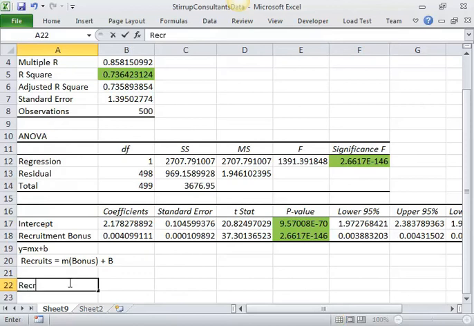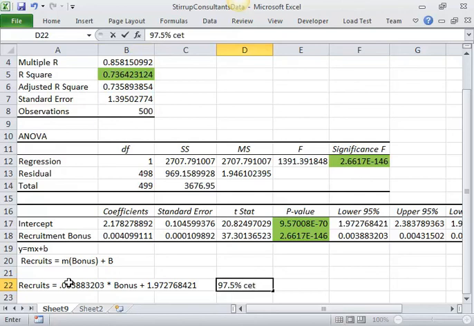So what the equation would look like would be recruits equals 0.003883203 times bonus plus 1.972768421, and I am 97.5% certain that it's at least this or better.